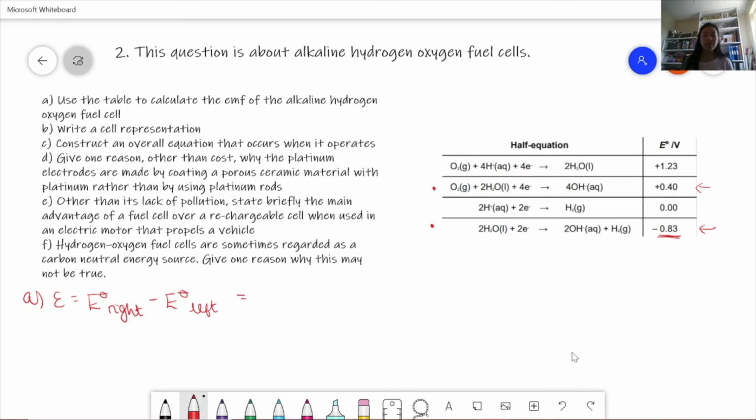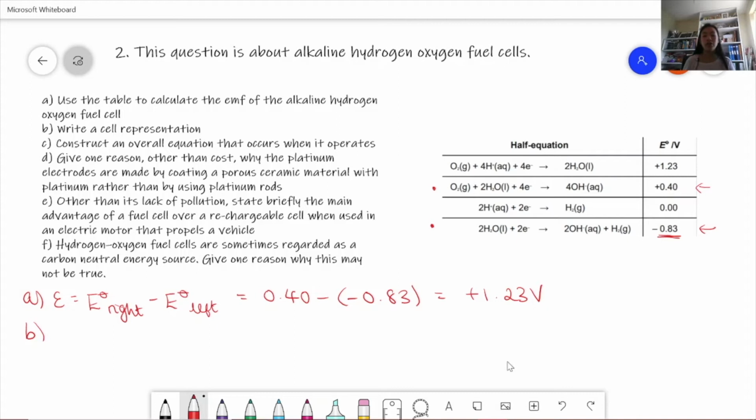And so this gives us an EMF of 0.4 minus (−0.83), and that equals +1.23 volts. So for B, write a cell representation. So we've already kind of thought this through.